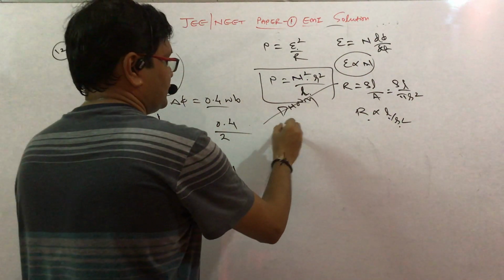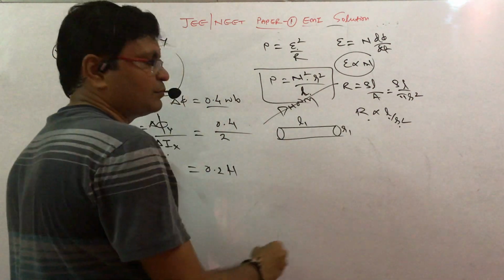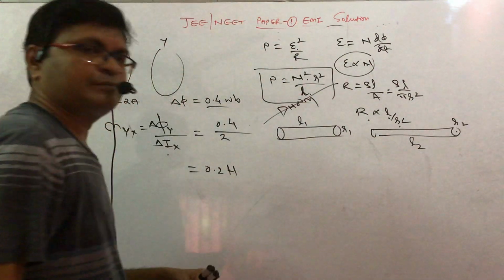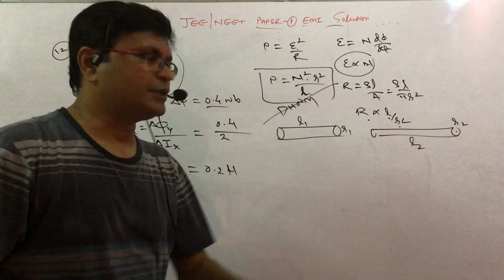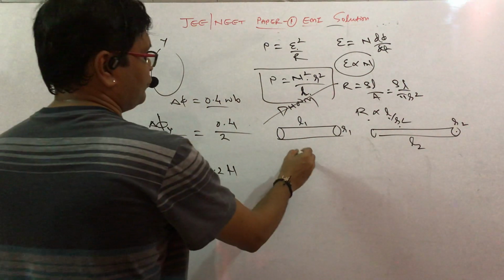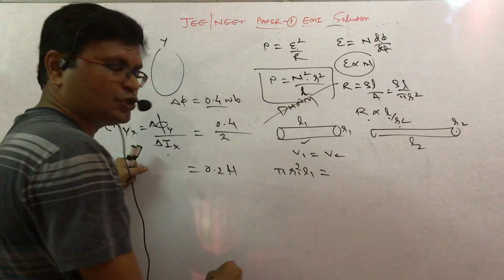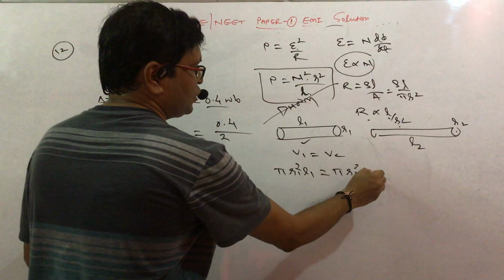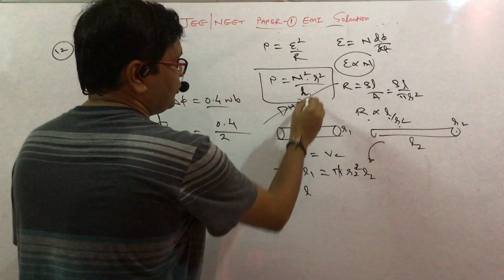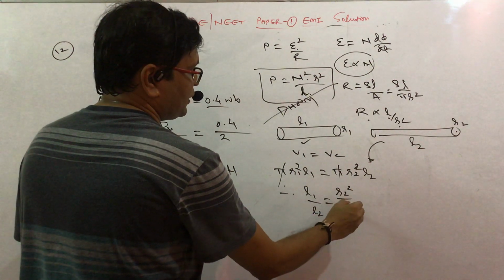Just check it. You can see that the wire initially has length L1 and radius R1, but if you increase the length of the wire, then obviously the radius decreases. You know that radius decreases, area of cross section decreases, but one quantity remains constant, it is volume. So V1 is equal to V2, so I can write pi r1 square L1 for the first situation, pi r2 square L2 for the second situation. Pi cancels, so here L1 by L2 is equal to R2 square by R1 square.